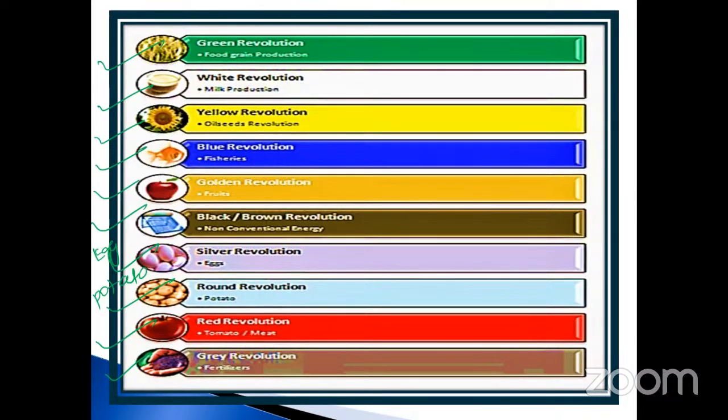Silver revolution, egg. Don't forget, my dear, silver revolution is egg. Round revolution, potato. Last time I asked this question. Red revolution, tomato and meat. Gray revolution is also very, very important, mostly fertilizers.